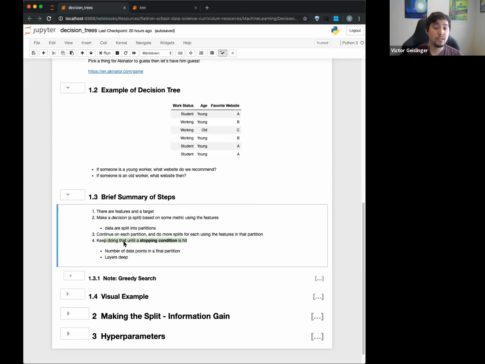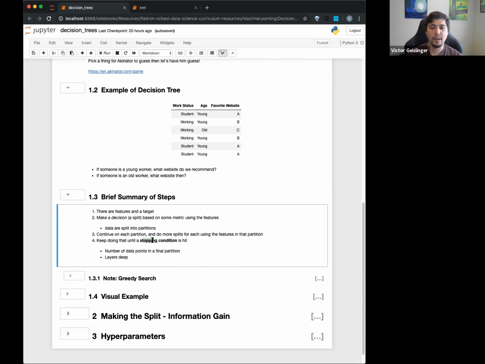And you just keep doing this until you hit a stopping condition. In reality, this is a really clean data set, and it's not super large. You can imagine if we had a young worker whose favorite website is C, and another young worker whose favorite website is B, you wouldn't know which one's which. So you would plan this out when you're training, designing your decision tree. This is all algorithm. You would ask, when do you stop? Do you keep going deeper, or do you make the decision at a certain point? That's what your different stopping conditions are.